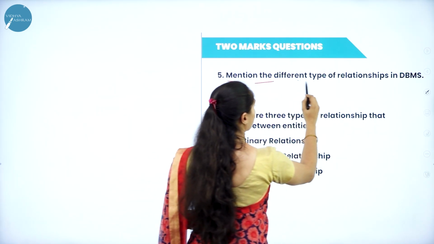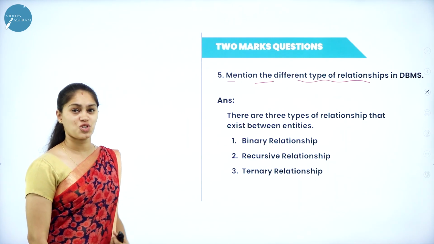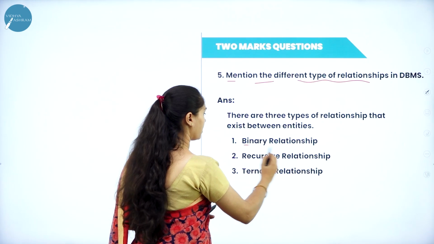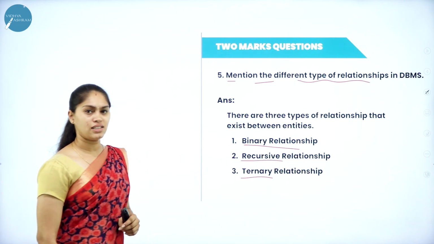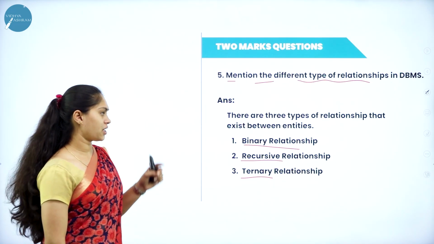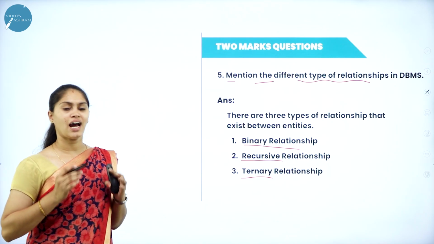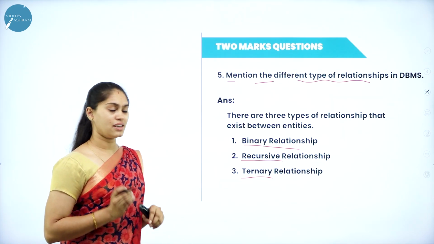Mention the different types of relationships in DBMS. We are talking about the DBMS relationship. What kind of relationships does it have? It has a binary relationship, a recursive relationship, and a ternary relationship. When it comes to binary, there are one to one, one to many, many to one. Those are the relationships which come under binary.